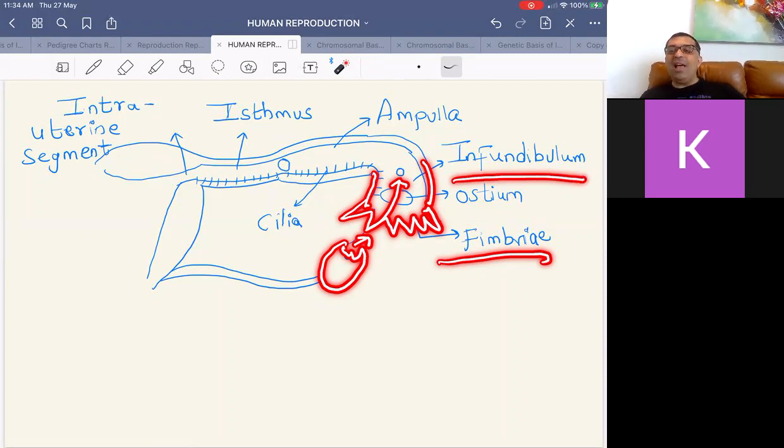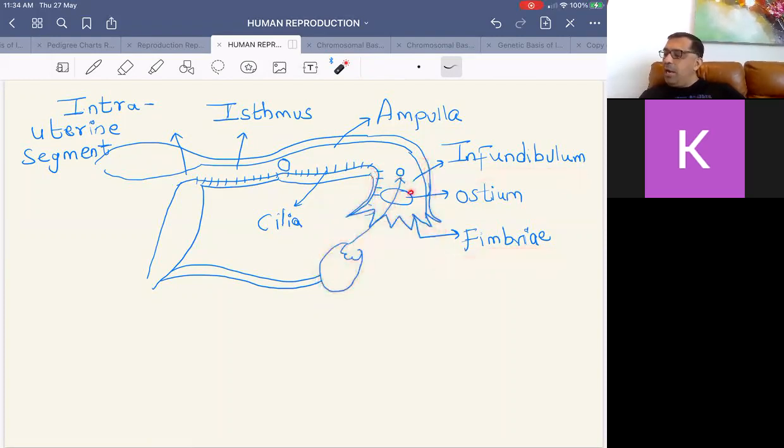The egg goes into the infundibulum through an opening called the ostium. So these are the fimbriae, and they move and suck the egg into a small opening called the ostium, and the ostium opens into this big dilated part which is called the infundibulum.